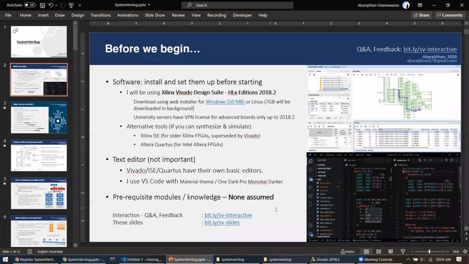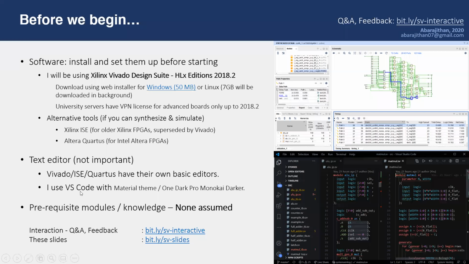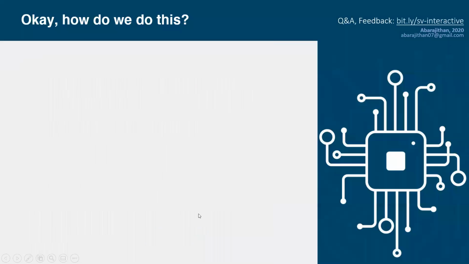Okay. Right. So the text editor is not important. You can use anything. Vivado has its own editor. I'll be using VS Code. And not much prior knowledge is needed. If you know about multiplexers and logic gates and such, you should be able to follow. All right. So some overall idea, what are we doing?